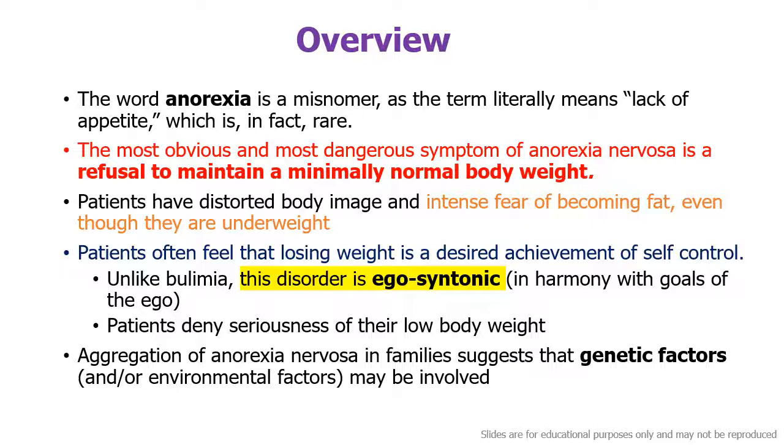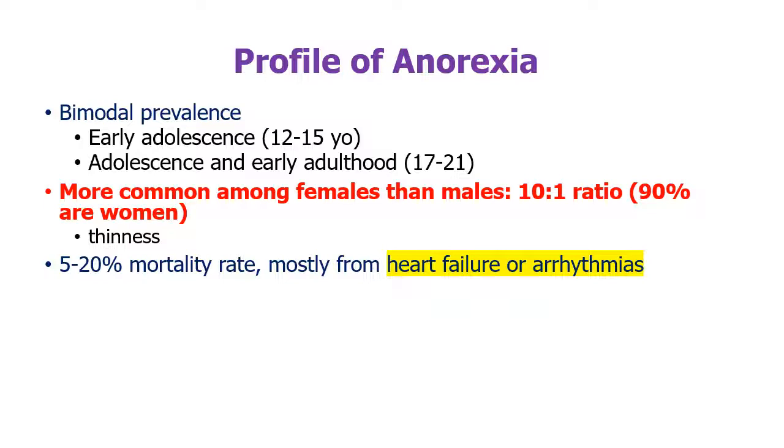However, even though they are underweight, they still have an intense fear of becoming fat, and they don't realize that there is a problem. So they are egosyntonic. They are in contrast to bulimia, which is ego-dystonic. They realize that there is a problem. However, those individuals continue to do the actions, whereas in anorexia, they're doing it because they fear that they're going to become fat. So they are egosyntonic.